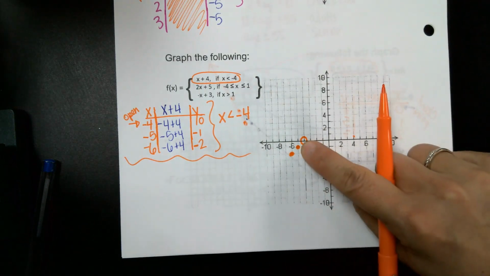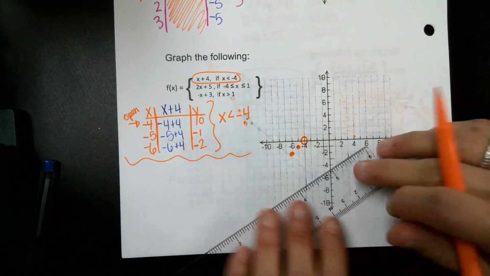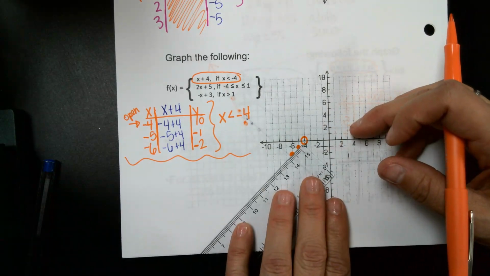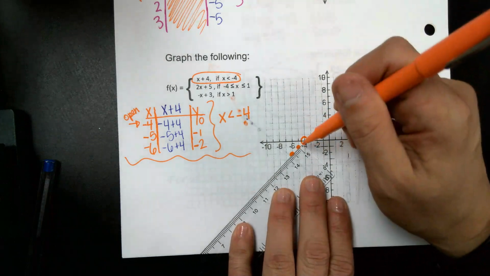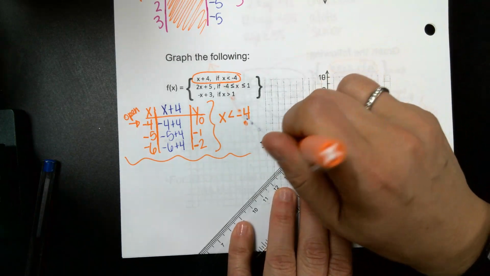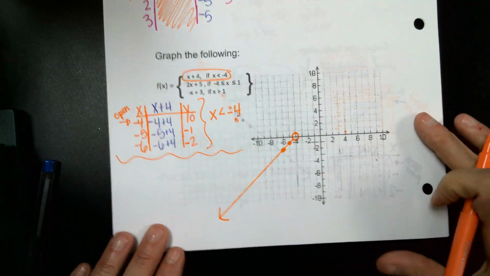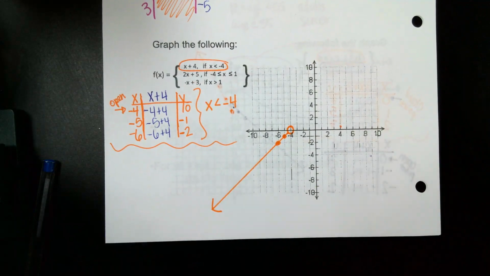So that was the starting point, and then it's decreasing. When you put your ruler down, make sure you actually show that. It needs to start at the open circle and then just draw the arrow going down. That's the first piece. I'm going to try to do each piece in a different color so that it shows up a little bit better.